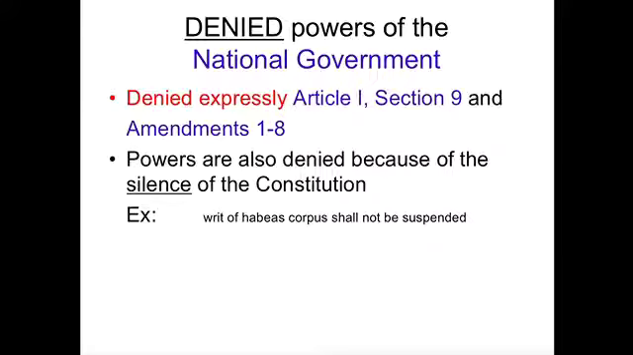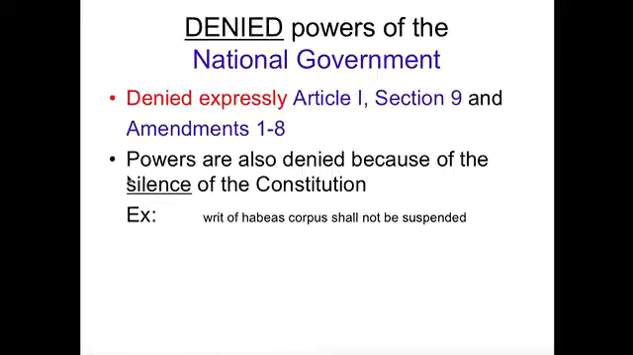Now, the Constitution is one of given powers, but it also specifically denies powers to the national government. It's like putting boundaries on the national government, similar to what a teacher might do to students in a classroom. You give them certain rules. So, in the Constitution, Article 1, Section 9 specifically says what Congress cannot do. And then many of the amendments, specifically 1 through 8, prohibit Congress from doing certain things.